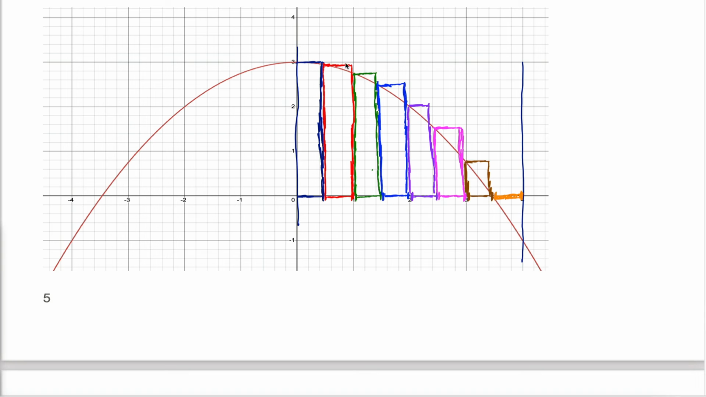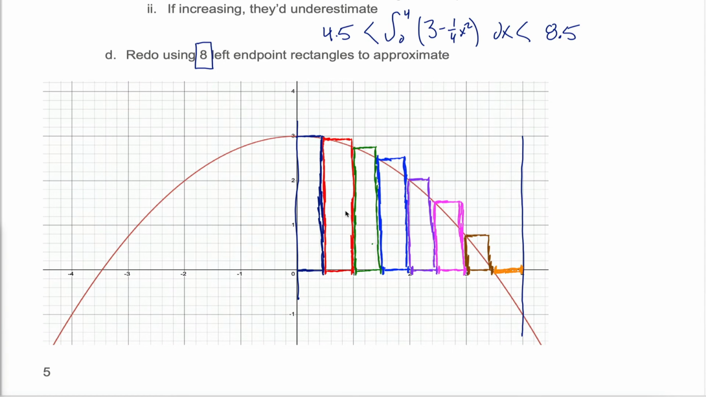There's much less extra area in each of these rectangles that does not lie underneath the curve. We still have an overestimation, but it's not nearly as bad. So all we have to do is go through and calculate the area of each of these rectangles. This first rectangle, we're using its left endpoint. Its left endpoint is 0. The height of the curve at 0 is 3.